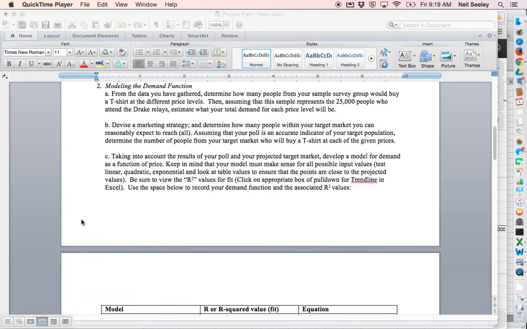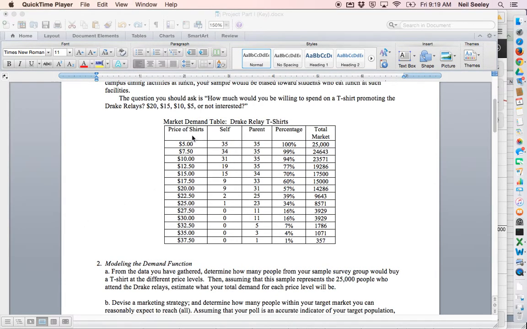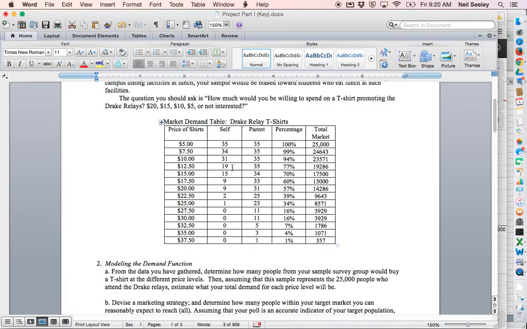We had some data that we collected from you guys in class, and we came up with a percentage of people that would buy it at a certain price based on that data. So we polled you: how many of you would be willing to pay $12.50 for a shirt? How many would be willing to pay $15 for a shirt? How many willing to pay $22.50? And so on. And then we also got some information about adults/parents from some of you as well.